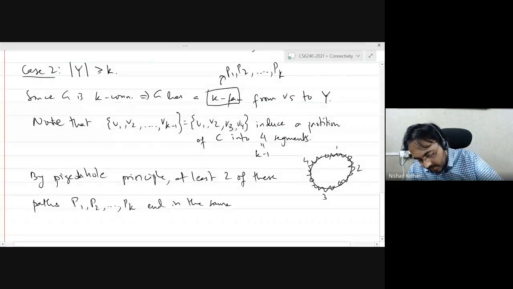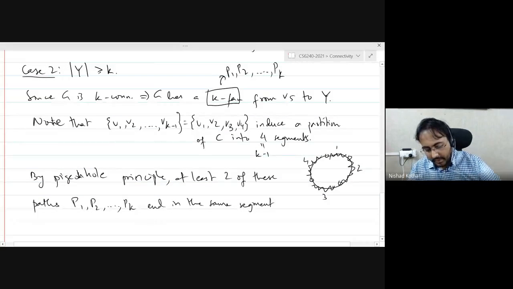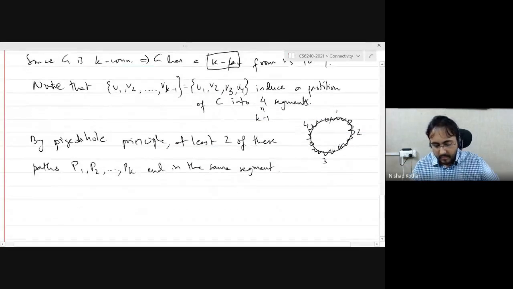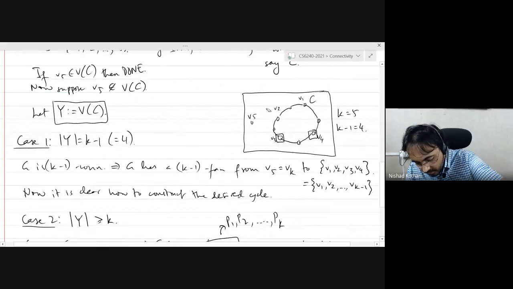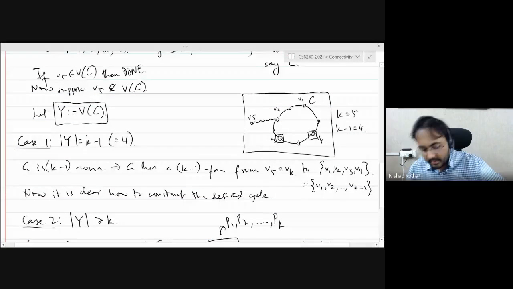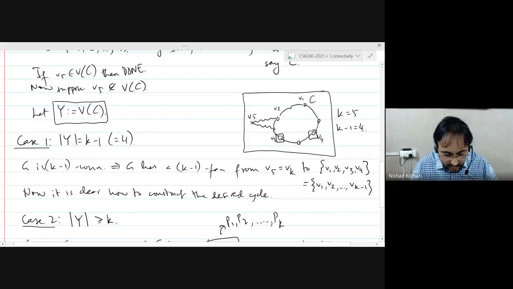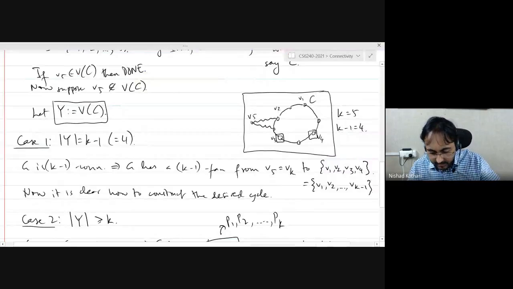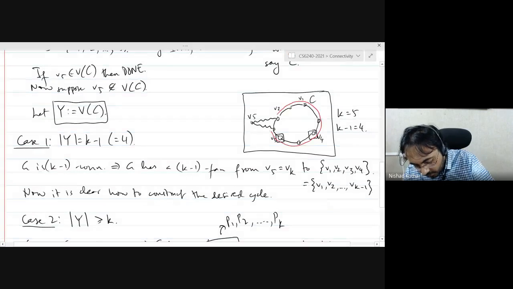So their terminals are in the same segment, right? So what happens is you get two paths that have both ends in the same segment. And I don't care where the other paths go. And in this case, I can construct my cycle as I'm showing now, but I won't write this detail down. You can figure it out for yourself how to write it. Right? So you take all of this stuff and then you take these two paths.